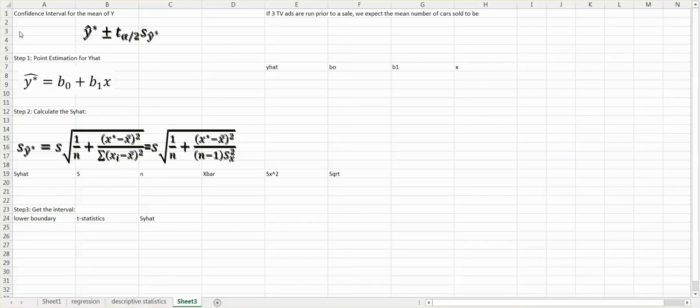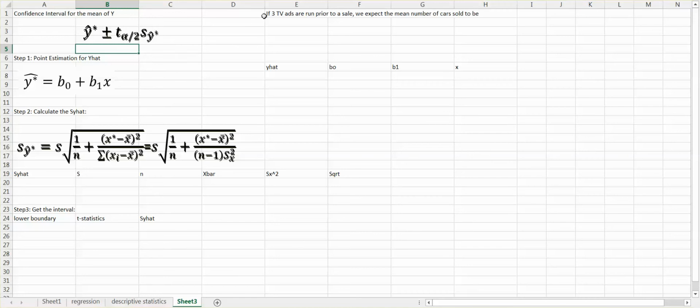From the slides and the textbook, we know that if we want to calculate the confidence interval for the mean of y, you need to know a certain formula. The formula I've already listed here is y hat plus or minus the t statistic times sy. So the first question is, how can we get the value for y hat, and how can we get the value for sy? Once we know these two values, we can plug them into this formula to get the upper and lower boundary for the confidence interval for the mean of y.